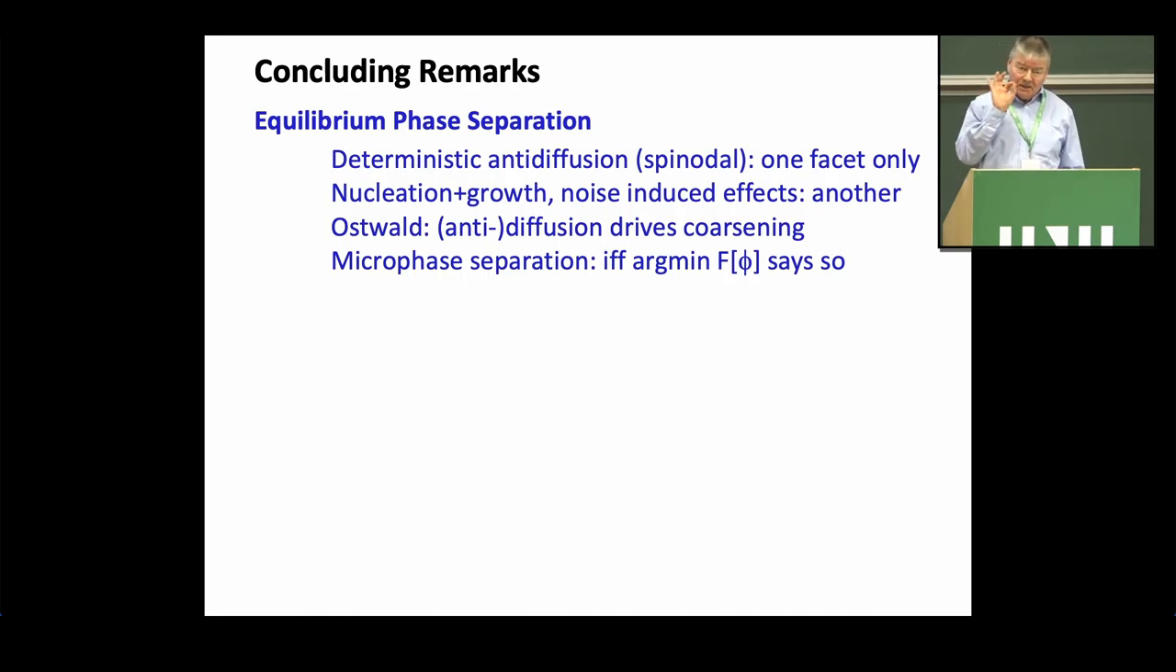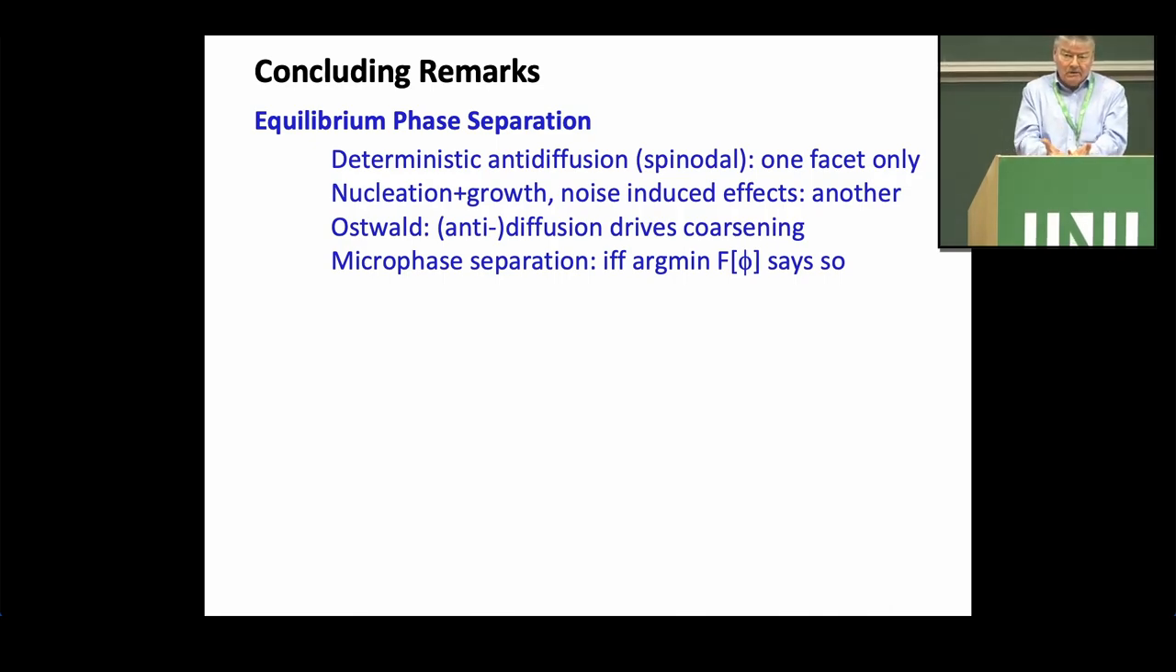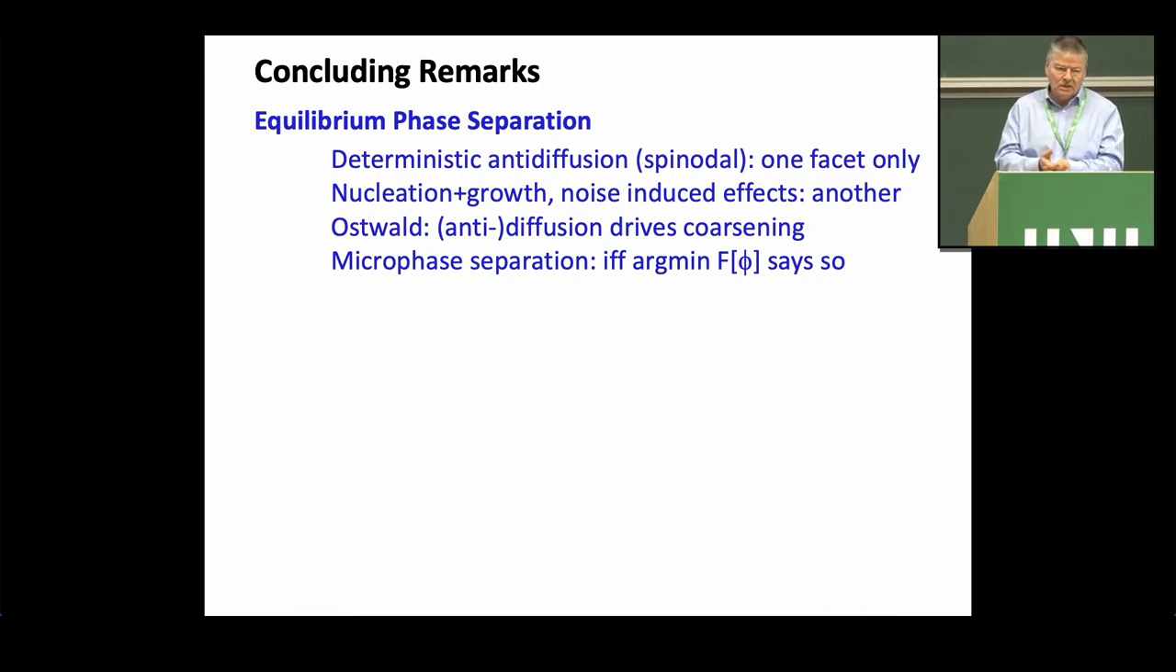Importantly, though, that deterministic antidiffusion is one facet of equilibrium phase separation. The other is nucleation and growth. And to understand that other, I have to have the right noise terms in my equations. In the Ostwald regime, which can arise at late times after either of those processes have kicked things off, I have a diffusive dynamics which drives the coarsening by taking a flux from small droplets to large ones. So you might think of that as anti-diffusion, too many antis. If you want microphase separation, you have to have interactions in your free energy that want it. There is no other way in equilibrium of getting a patterned structure rather than a completely phase-separated structure.